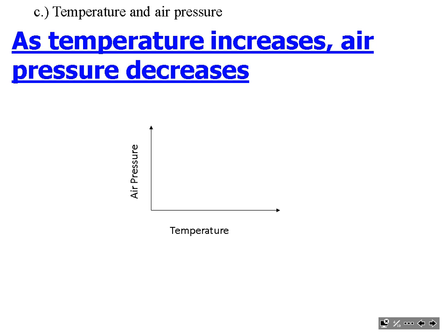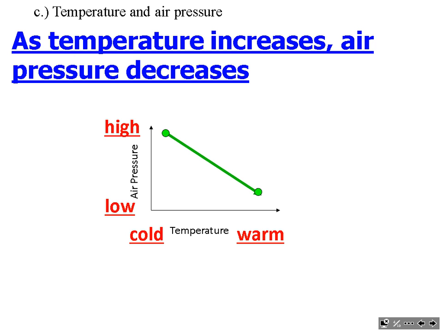Remember, cold and dry is heavy and high. So again, label your temperatures cold and warm, and then label your air pressure low and high. So cold temperatures have high pressure, warmer temperatures have low pressure. So again, we have an indirect relationship.